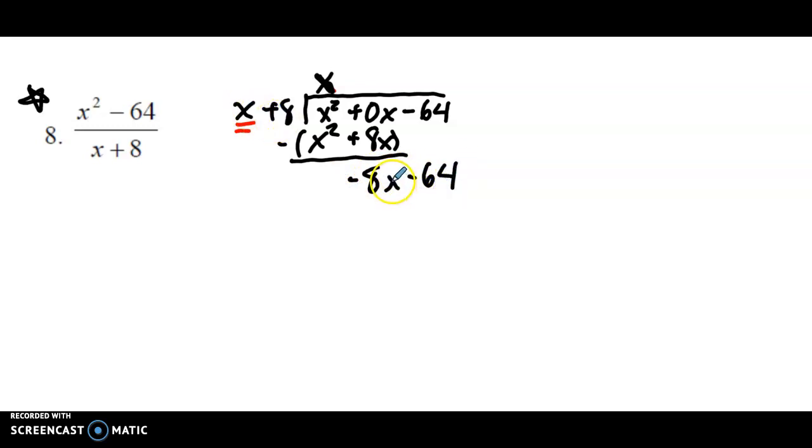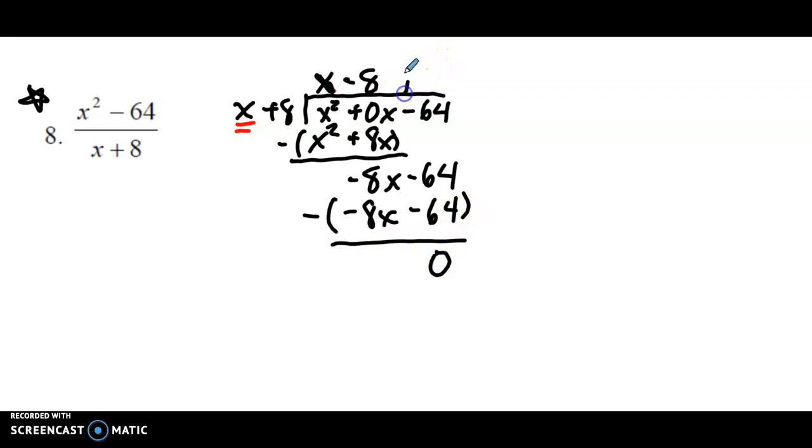X into negative 8x is negative 8 times. Negative 8 times x is negative 8x, again a great sign. And then negative 8 times positive 8 is negative 64. Again, they are all matching. That's always good news. And when I subtract that, I'm going to get no remainder. Again, my excluded value, x cannot equal negative 8.